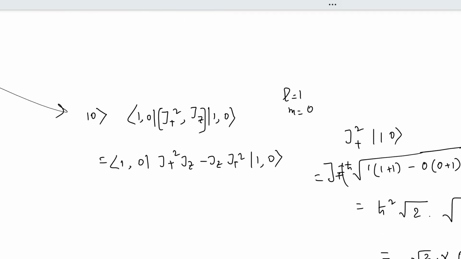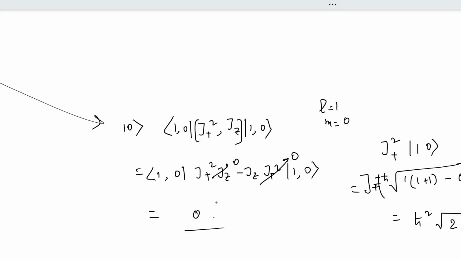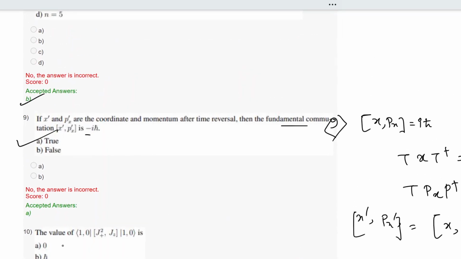That means this part, the second part, will be 0 already. Now jz acting on 10 will be m h cut 10, where m is 0, so this is also 0. So both of the terms are giving you 0, so the final answer will be 0. So the answer is 0, which is the correct answer.